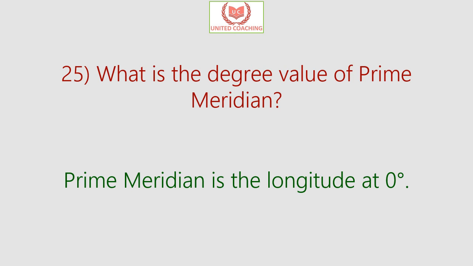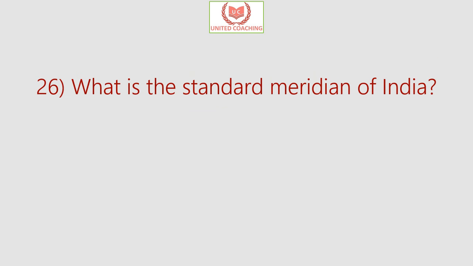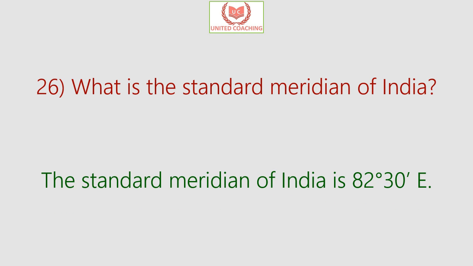the Royal Observatory in Greenwich City in England, and it also passes three continents altogether, that is it passes through Europe, Africa and Antarctica. Our next question is, what is the standard meridian of India? So answer is, the standard meridian of India is 82 degree 30 minute east of prime meridian. That is, the standard time of India is 5.5 hours ahead of Greenwich's standard time.